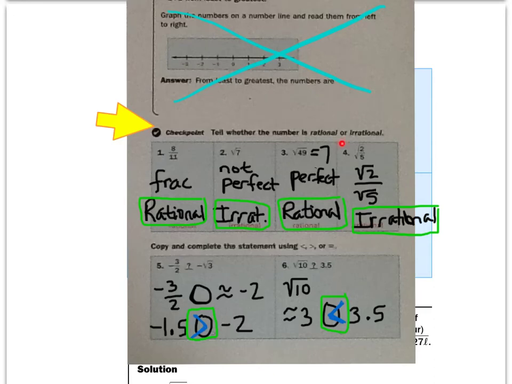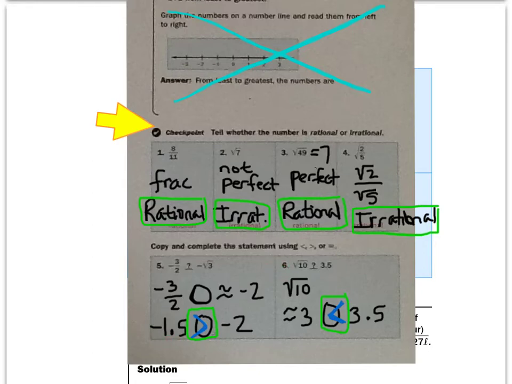And then for number 4, radical 2 over radical 5. Remember, split it up, radical 2 over radical 5. Well, radical 2 is irrational. Radical 5 is irrational. So that makes the whole thing irrational. And then take a look at number 5. Negative 3 over 2 is the same as negative 1.5. And then negative radical 3, well, we already said that radical 3 is close to radical 4, which means it's close to 2. So negative radical 3 would be close to negative 2. And since negative 2 is smaller than negative 1.5, we would have to put the is greater than symbol to show that negative 1.5 is really larger.